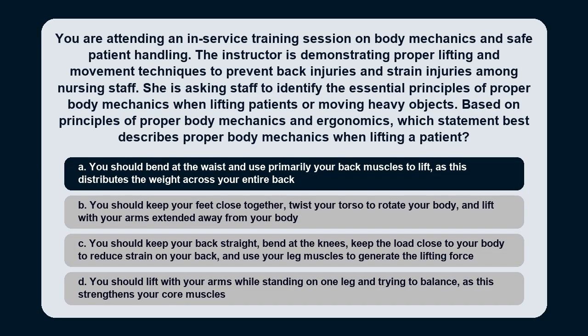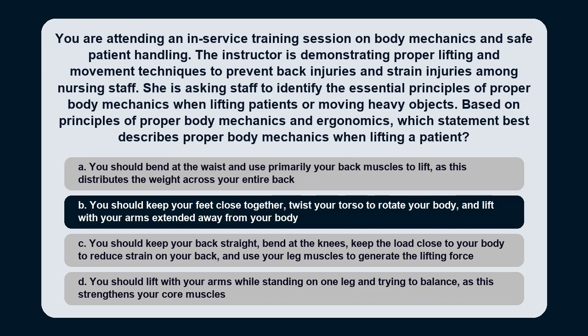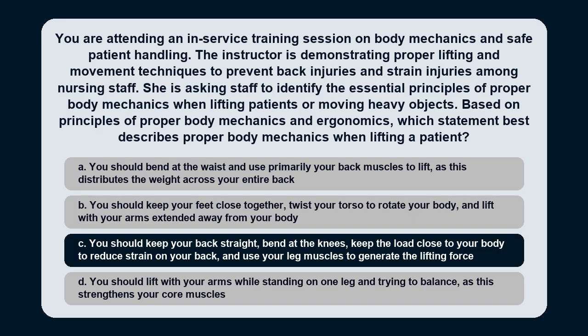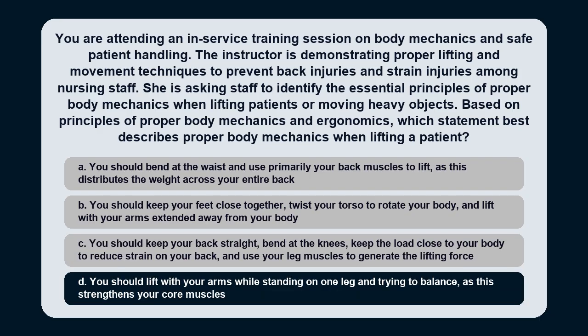Option A, you should bend at the waist and use primarily your back muscles to lift, as this distributes the weight across your entire back. Option B, you should keep your feet close together, twist your torso to rotate your body, and lift with your arms extended away from your body. Option C, you should keep your back straight, bend at the knees, keep the load close to your body to reduce strain on your back, and use your leg muscles to generate the lifting force. Option D, you should lift with your arms while standing on one leg and trying to balance, as this strengthens your core muscles.